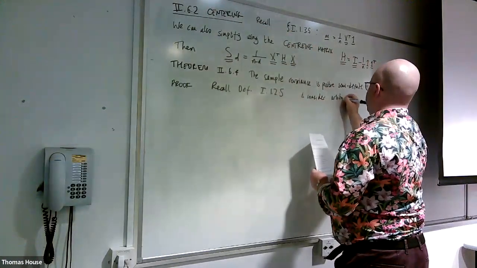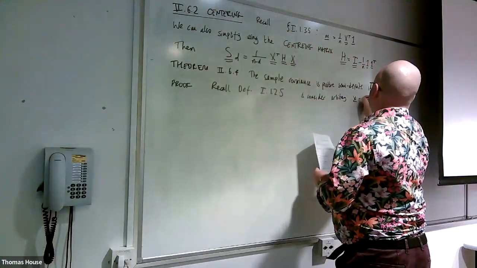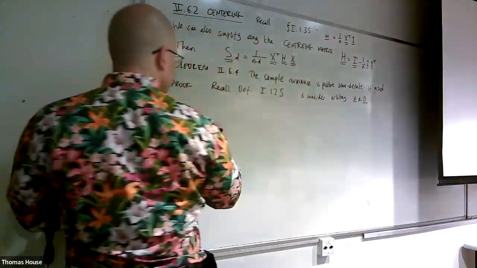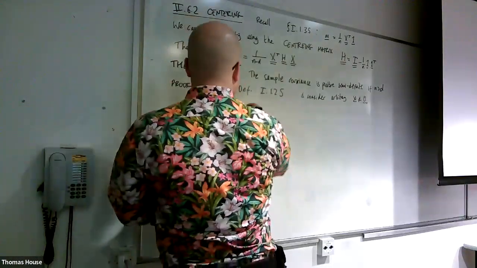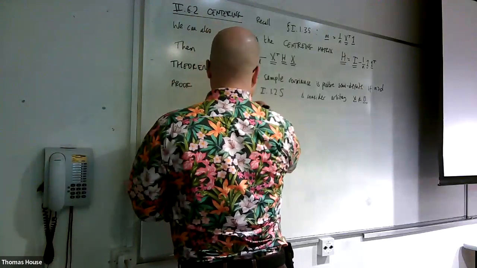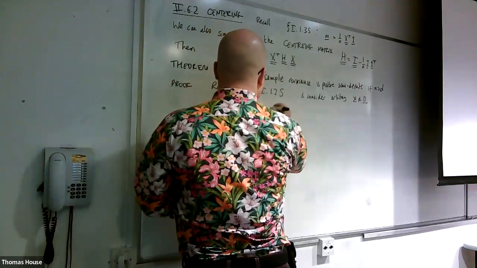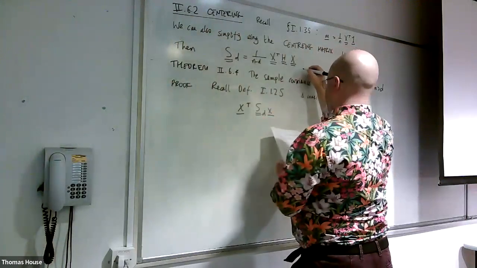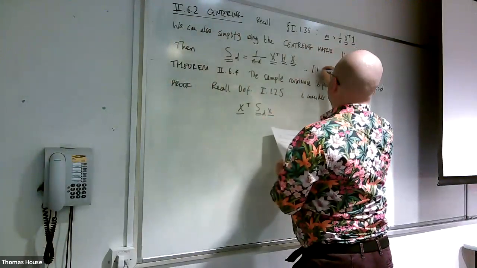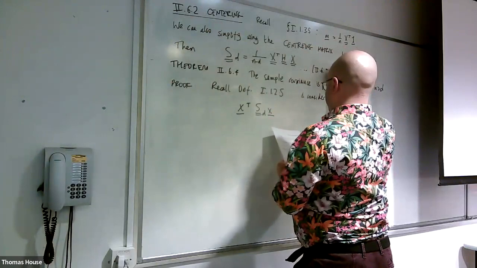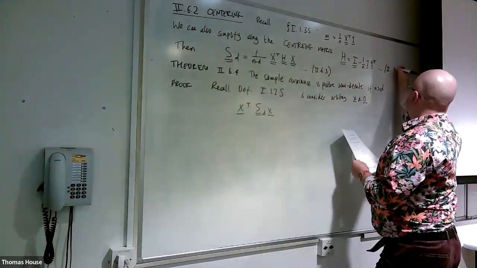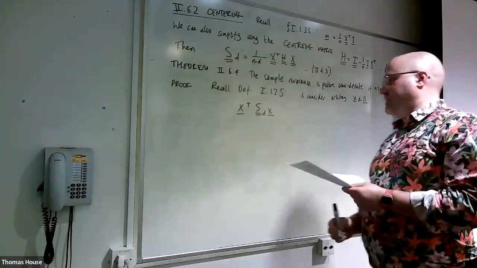Consider an arbitrary vector x not equal to 0. Then x transpose S x. Okay, so we're going to call this equation 2.6.3, and this is 2.6.2.